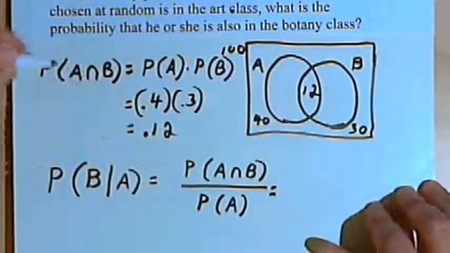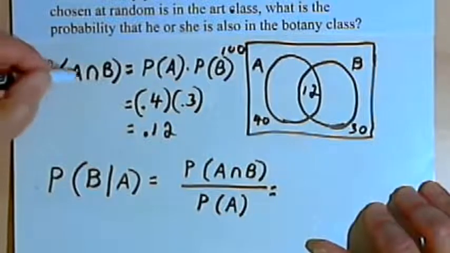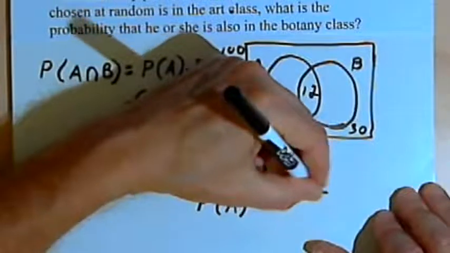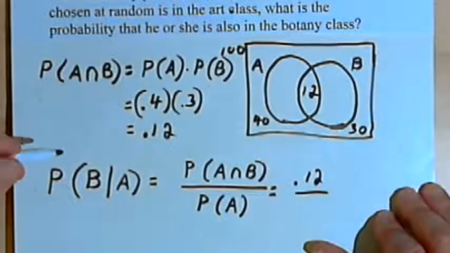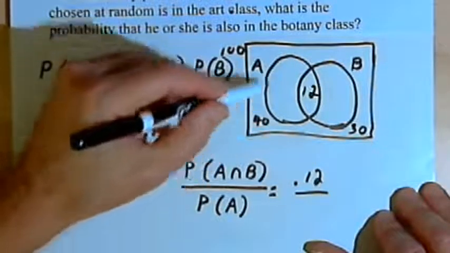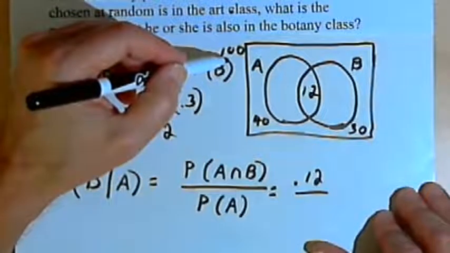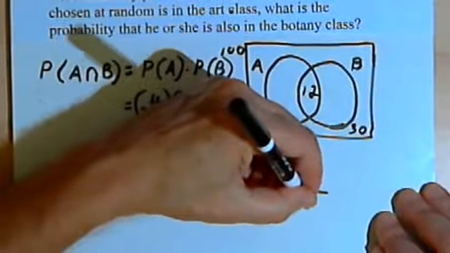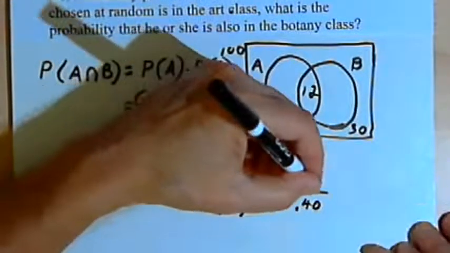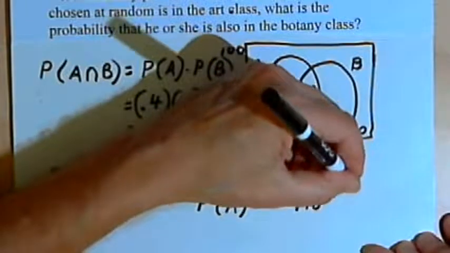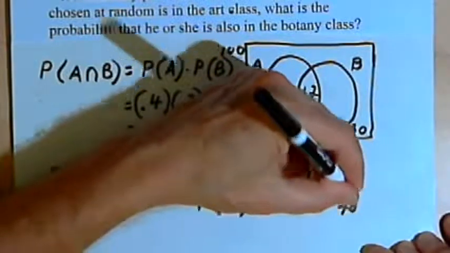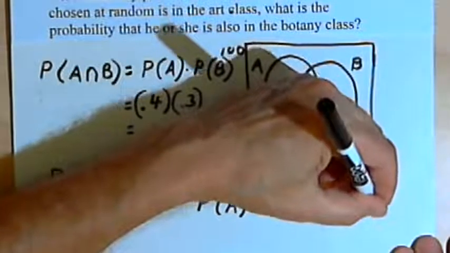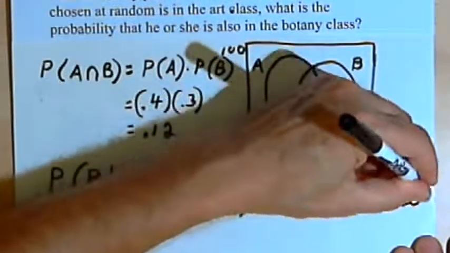Okay, well, we'd already figured out that the probability of the intersection of A and B is 0.12. The probability of A is going to be 0.4, since there are 40 students in group A and 100 students altogether. That's 40 over 100, or 0.4. Let's write that as 0.40. And then we can think of that as just 12 over 40. And if we reduce 12 over 40, we get 3 over 10, and that's 30%.